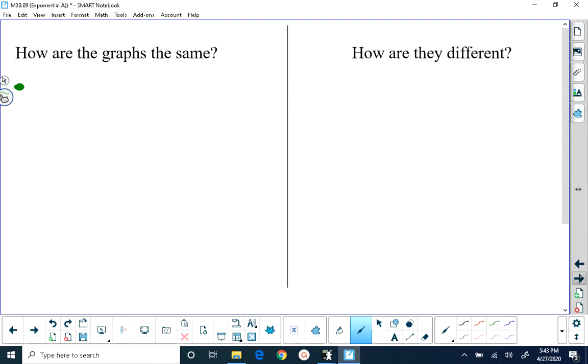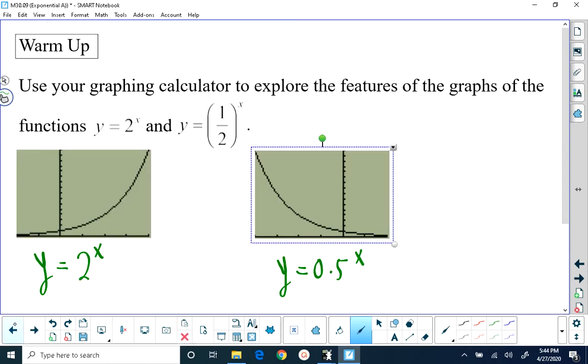Well, the y-intercepts are the same. They're both equal to 1. When we take a look at these graphs, they both cross the y-axis at 1. And the reason for that is a y-intercept is where x is 0, and if you evaluate 2 raised to the 0 or you evaluate 0.5 raised to the 0, you are still going to get the same answer. You will get 1.